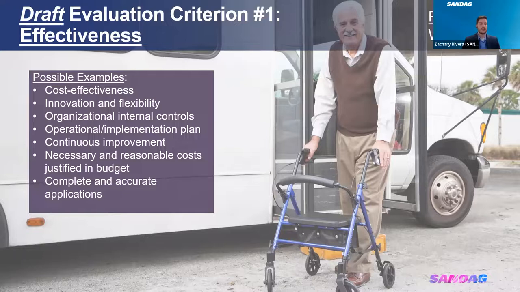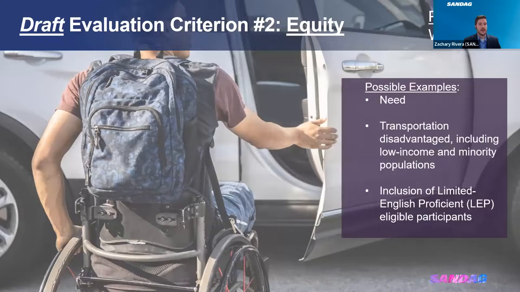There are also four draft evaluation criteria presented that mirror the draft objectives. The first criteria was effectiveness, and what could that look like? So effectiveness could include many different factors such as cost effectiveness, innovation, and flexibility. It could refer to the feasibility of an implementation plan and a budget where the costs are justified, necessary, and reasonable. Next slide, please. Equity. Equity could refer to need, meaning that the proposed projects benefit those that need them the most. This could include the transportation disadvantaged, such as low income and minority populations, as well as those with limited English proficiency. Next slide.